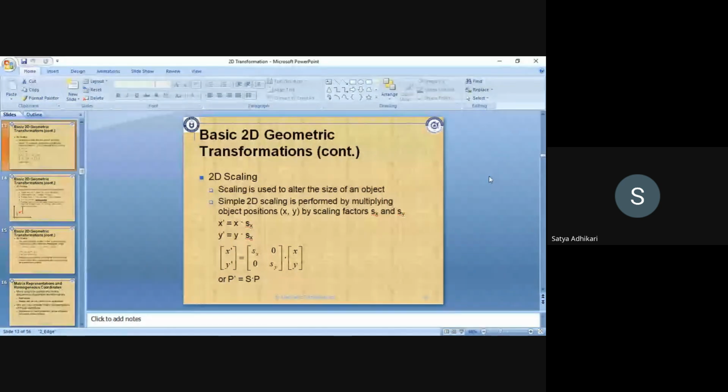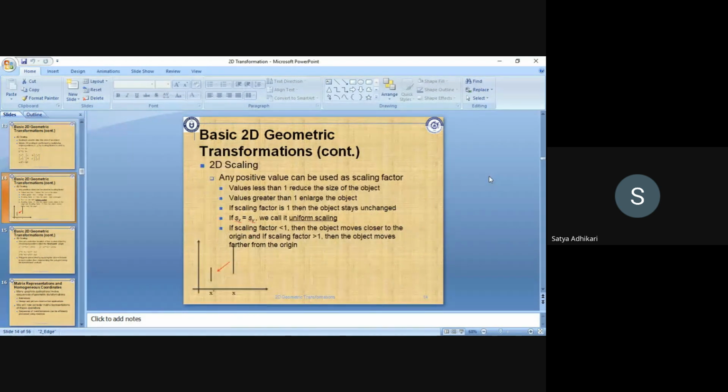So in matrix form, you can write P dash equal to S into P, where P dash is the column matrix x dash, y dash, S is the scaling factor matrix, that is sx 0, 0 sy, and P is the column matrix x y.